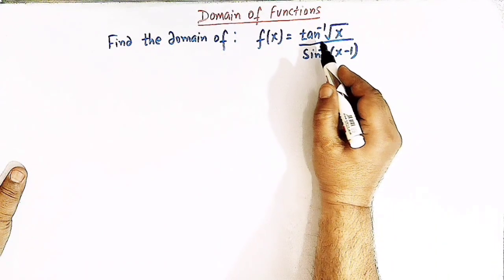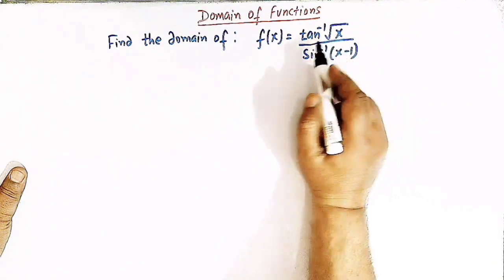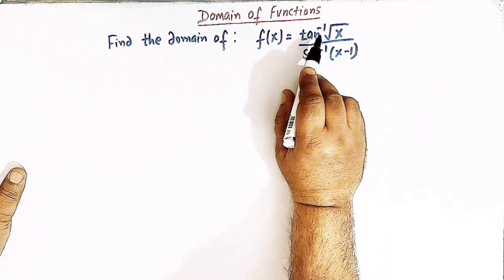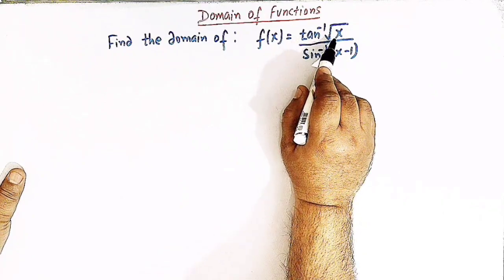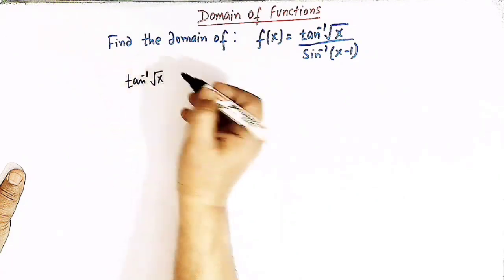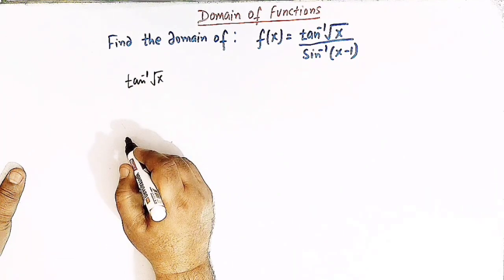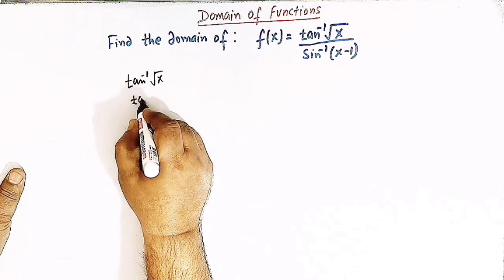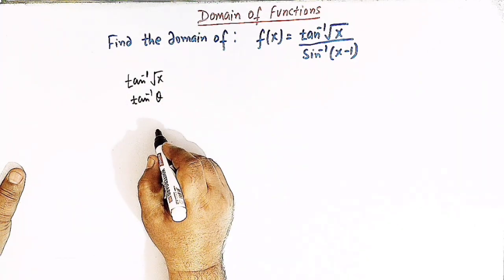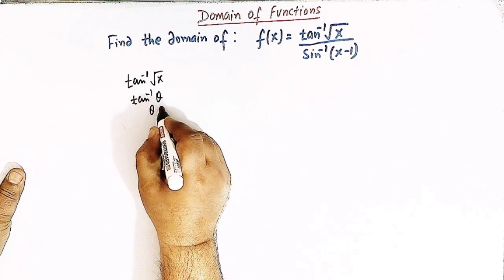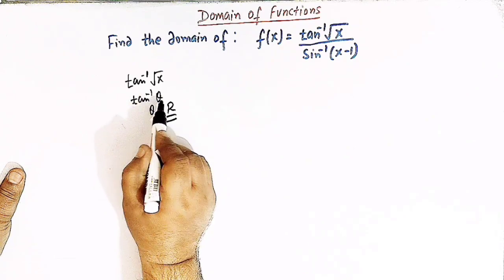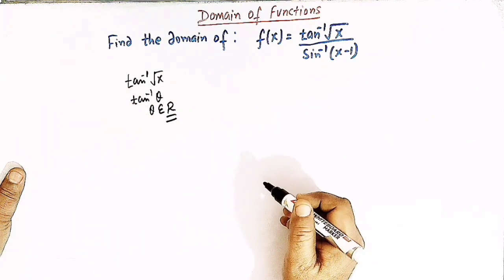So here we have the quotient of two functions: tan inverse square root of x and sine inverse x minus 1. Let us first see the domain of tan inverse square root of x. From inverse trigonometric functions, we know that the domain of tan inverse theta is the set of all real numbers, that is, theta belongs to the set of real numbers. So whenever we have tan inverse theta, theta takes all the real numbers.